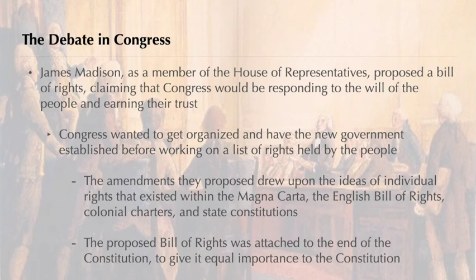The next issue was where in the Constitution to place the Bill of Rights. Madison wanted to place the rights within the Articles of the Constitution to show their relationship to limits already placed on the government. As it turned out, the majority of members of Congress voted to attach the list of rights to the end of the document. Some congressmen wanted the Bill of Rights at the end because they did not want to give them the same importance as the original Constitution.